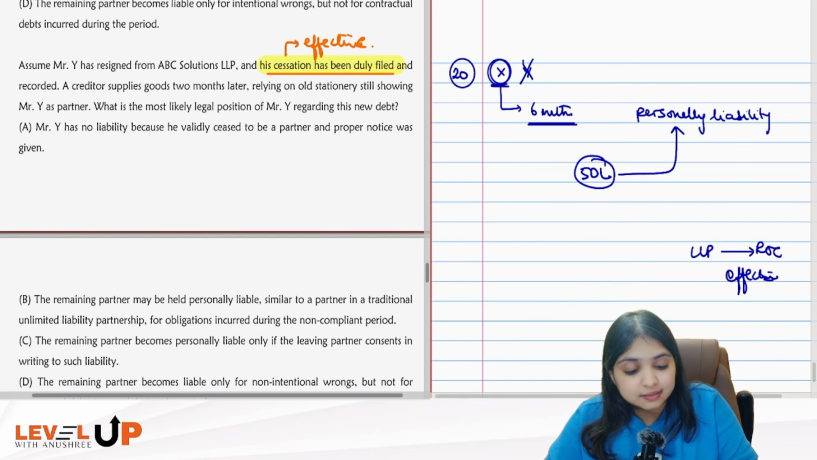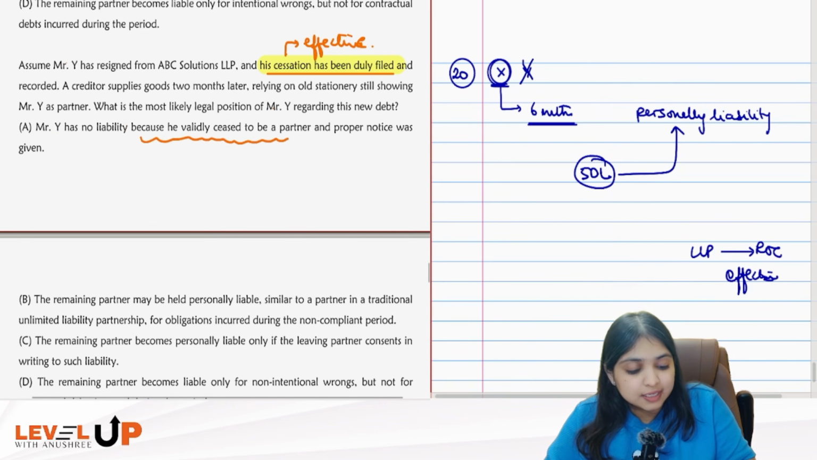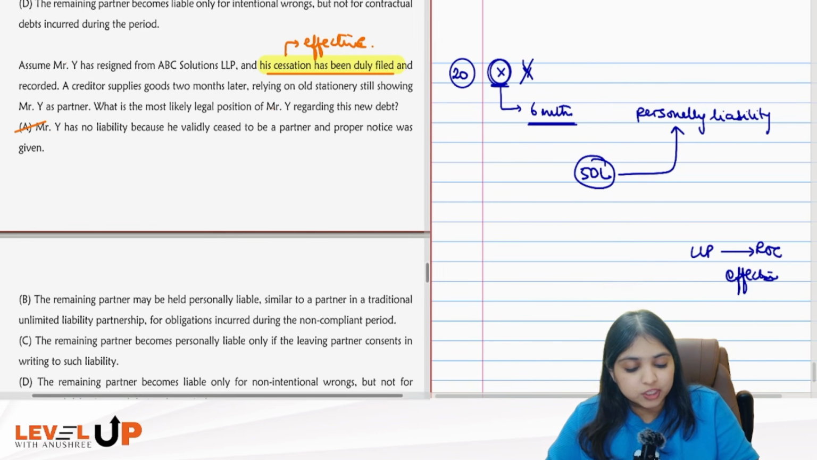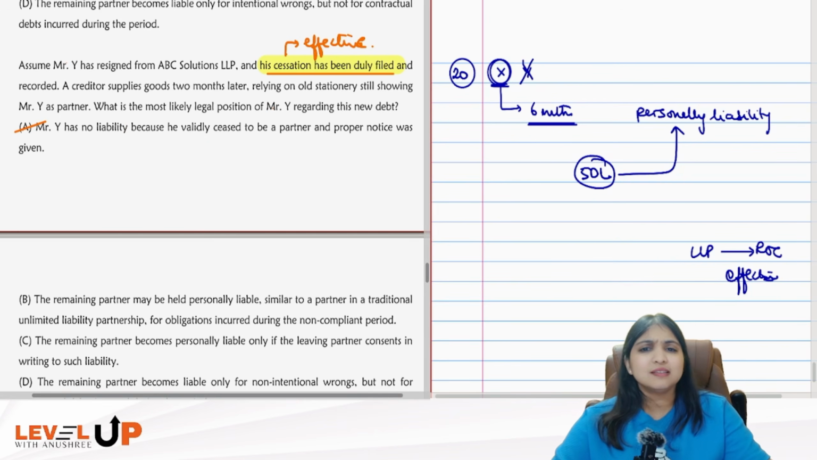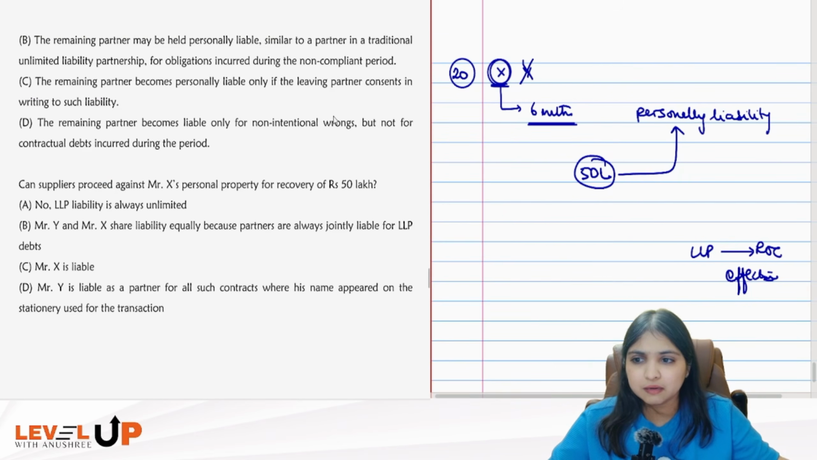So, the question says, a creditor supplies goods 2 months later, relying on old stationery, still showing Mr. Y as partner. What is the most likely legal position of Mr. Y? Mr. Y has no liability because he validly ceased to be a partner and proper notice was given. Option A. Once the cessation is effective, after that, whatever happens in the LLP, the partner will not be liable.